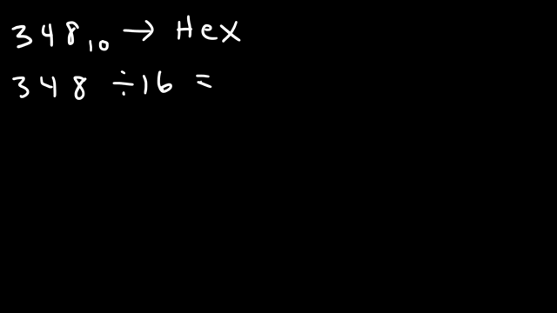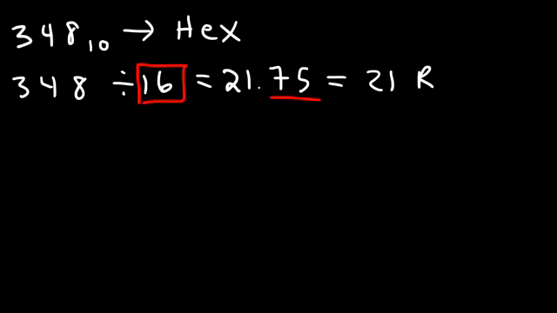So if we take 348 and divide it by 16, this will give us 21.75. And so that's 21 remainder. To find the remainder, multiply 16 by 0.75. So 16 times 0.75, that's 12. So it's 21 remainder 12.